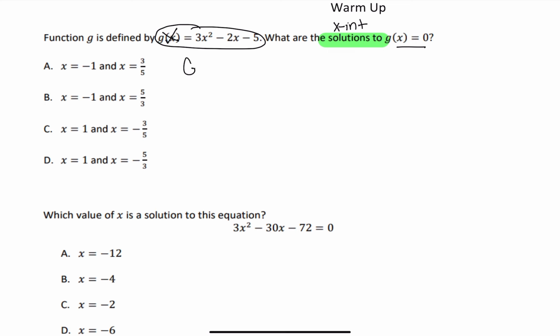Once you do that, you're going to analyze the graph, and then you are going to look for your zeros. And that's literally all you have to do. You can do the quadratic formula, but you don't have to. So that's option 1 that you can do. The second option you can do is the quadratic formula.